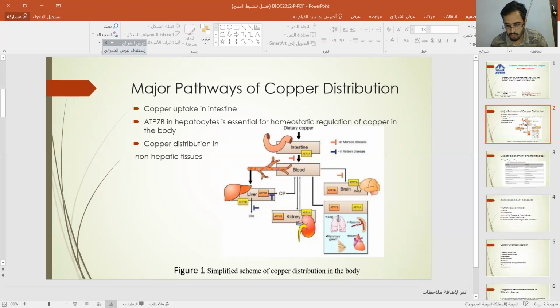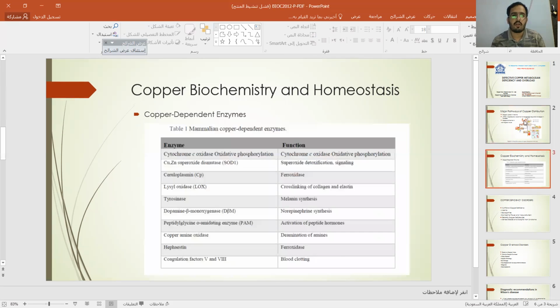Copper transport and utilization in a mammalian cell can be divided into three distinct steps: copper intake, copper excretion, and copper intracellular distribution and utilization. Next, copper biochemistry and homeostasis.